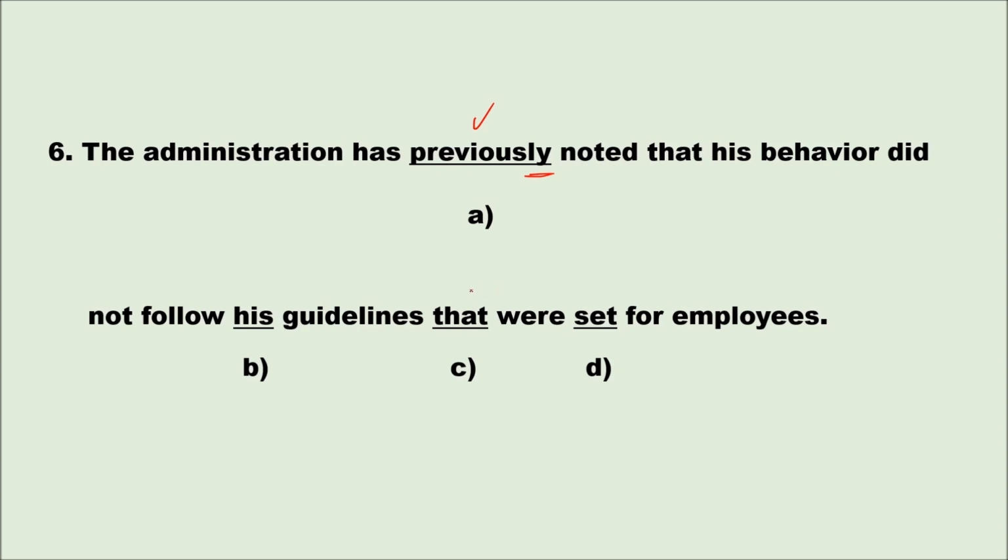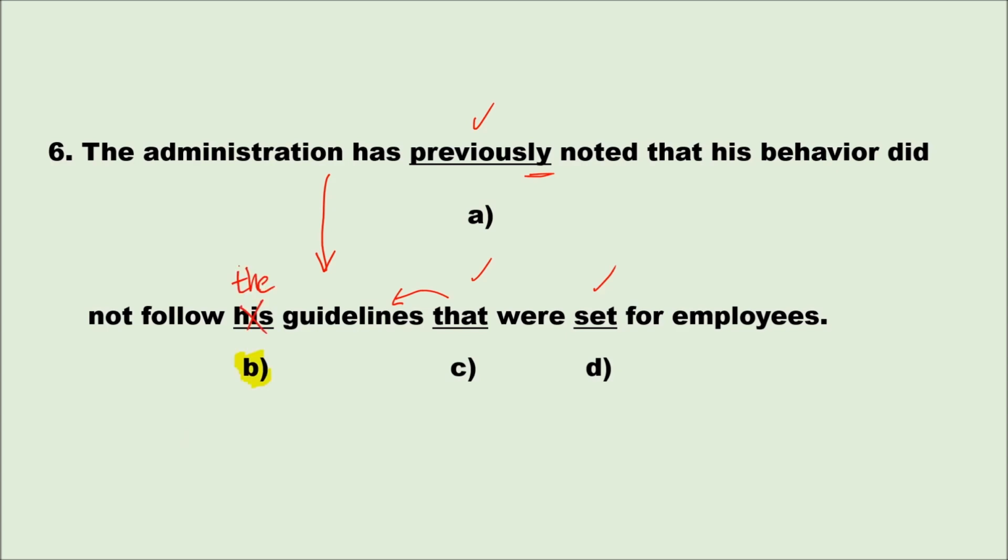That implies relative pronoun. Refers back to which guidelines? The guidelines that were set for employees. That, as a relative pronoun, is correct. Next, set. The word set is used in collocation with guidelines. To set guidelines is correct. Finally, we are left with a possessive adjective, his. Is that the correct possessive adjective? No, it's not correct. Why is his not correct? They're not his guidelines. It's the administration that sets the guidelines, not the employee.